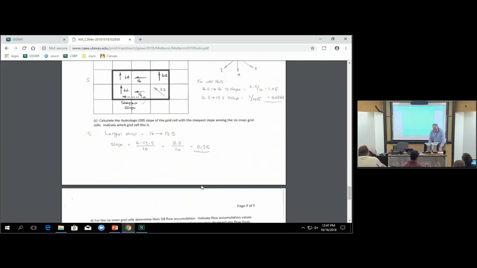Most people got that right. The largest slope of any of these drops is from 16 to 13.5. You can sort of look around and almost determine it by inspection. And that comes to 0.25 as the slope, and it's in the cell in the middle bottom of the grid.